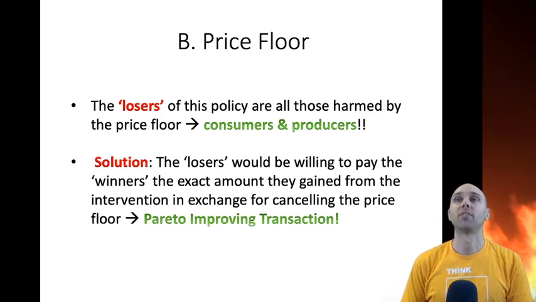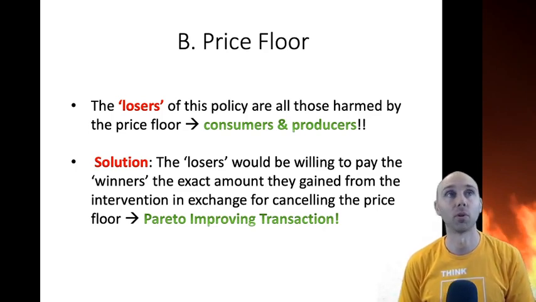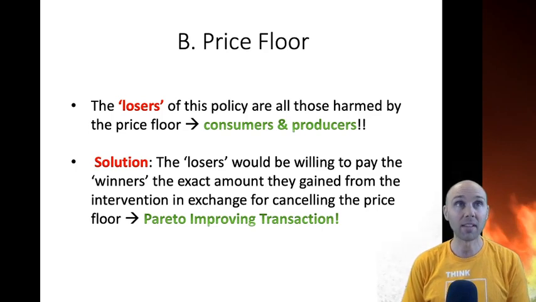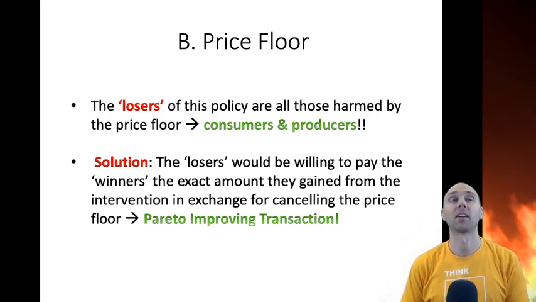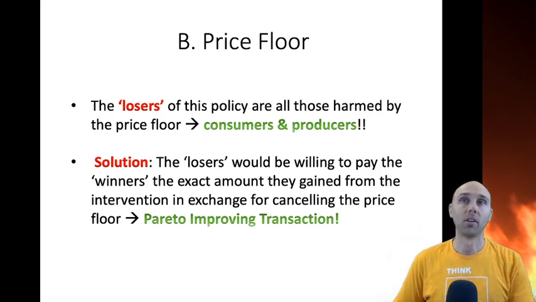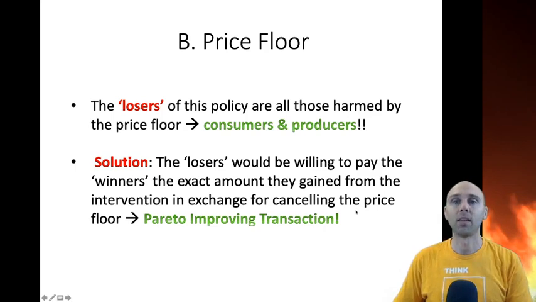So one solution to fix this would be that the losers of this policy, if it were enacted, would be willing to pay the winners the exact amount that they gained from the intervention in exchange for this price floor not going ahead. And that would be a situation where everyone is better off than if the price floor was put in place. So that would be a Pareto improving transaction. And the reason that's possible, that both sides can win, is because this deadweight loss can be avoided.